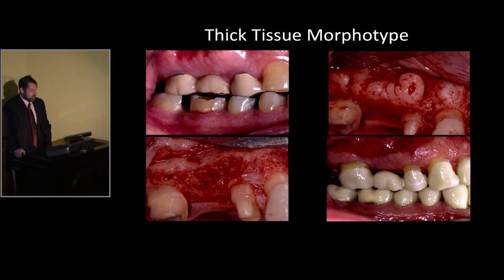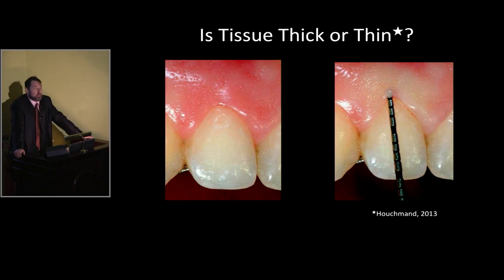A question might be asked: how would you determine the difference between someone with a thick or thin tissue morphotype? A simple test described by Houshman involves placing a periodontal probe into the gingival sulcus, and surprisingly enough, if you can see the probe through the tissue, then the patient is deemed a thin tissue morphotype.